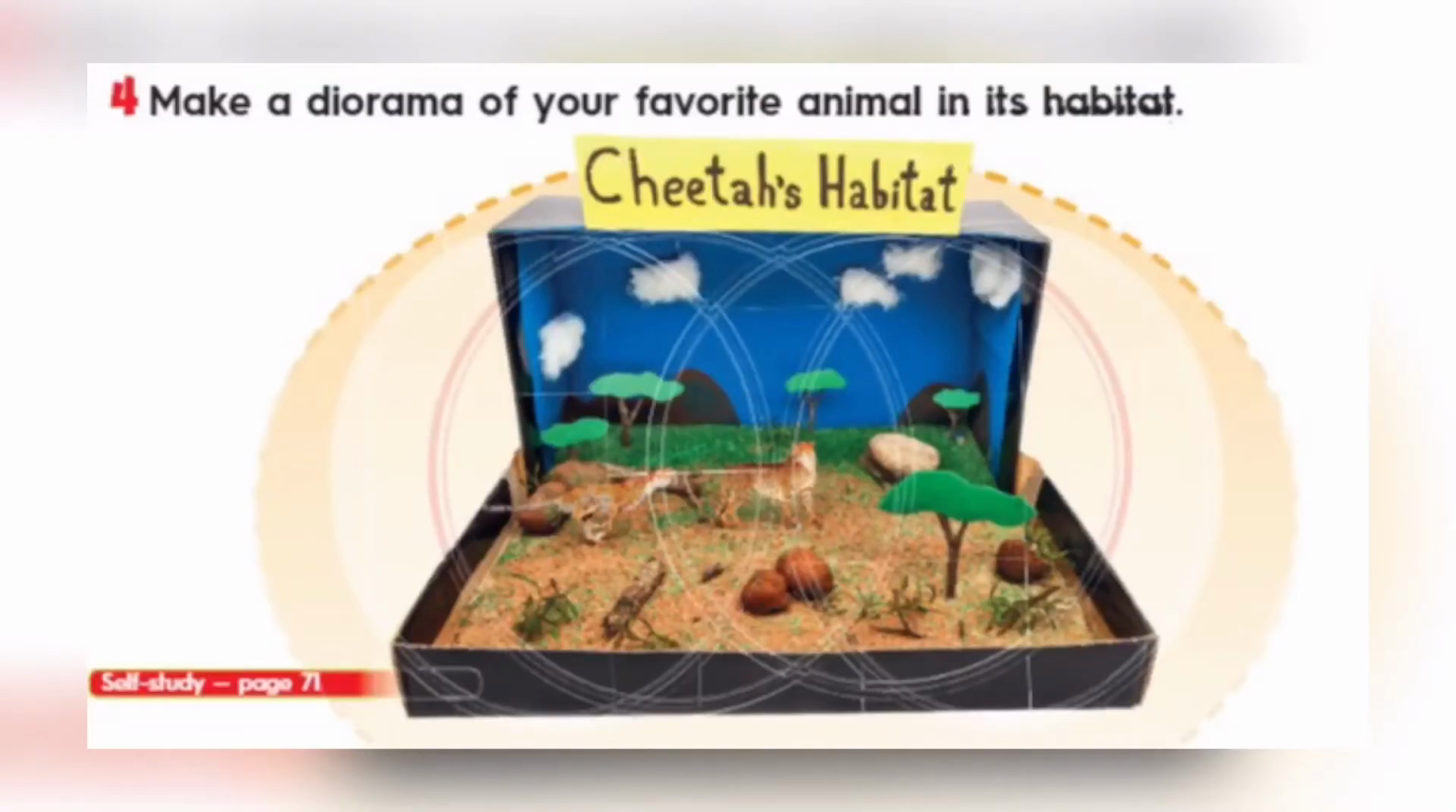Okay, so now we are going to see the last activity from today. The question 4. I will read it to you. Wait a minute. Look to the screen. Olhe para a tela que vai aparecer para você. The last question says like this. A última questão diz bem assim. Make a diagram of your favorite animal and its habitat. Faça um diorama do seu animal favorito e o habitat dele.